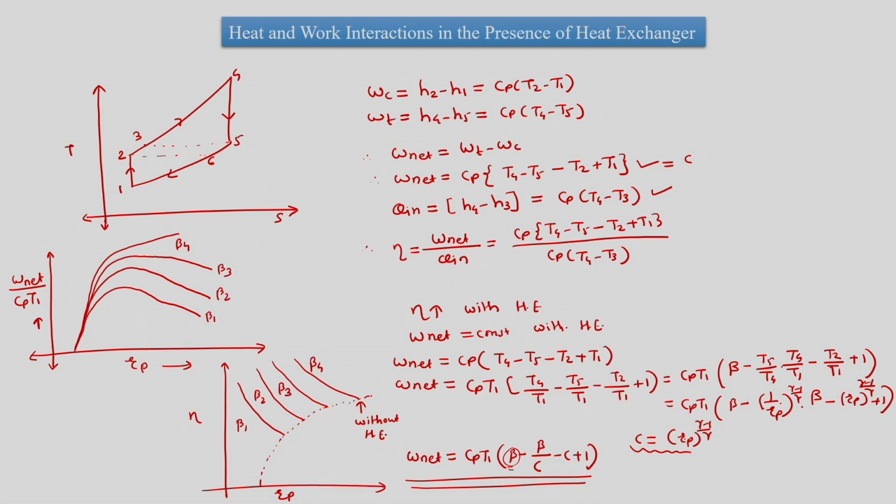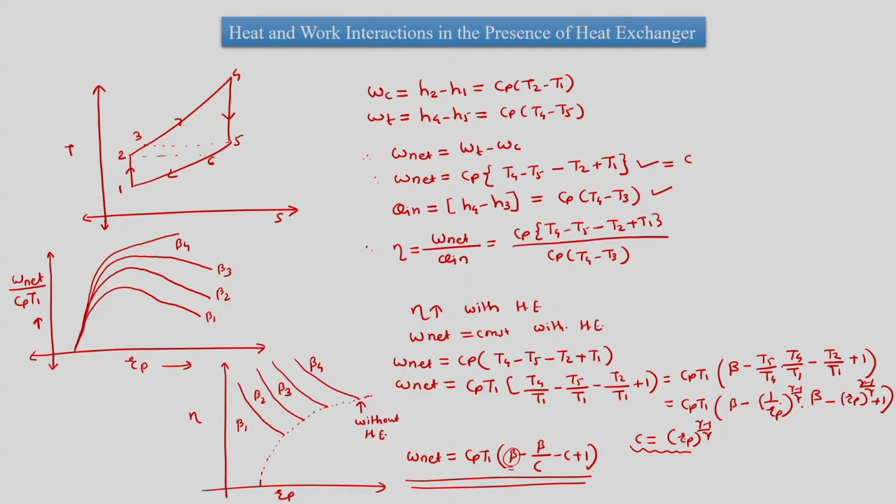So at higher Rps efficiency would decrease. So at lower Rps only we can use the heat exchange process, and that limiting Rp depends upon beta. So this is the understanding from the Brayton cycle with heat exchanger. So let us move ahead and see Brayton cycle with reheat.